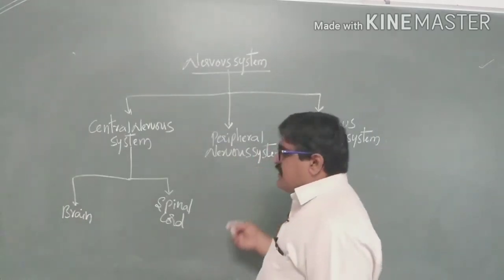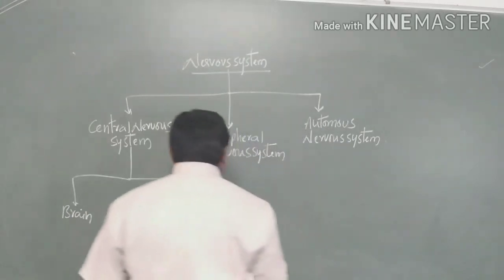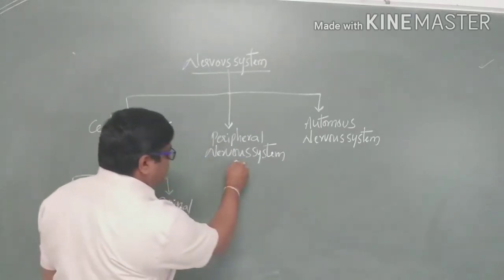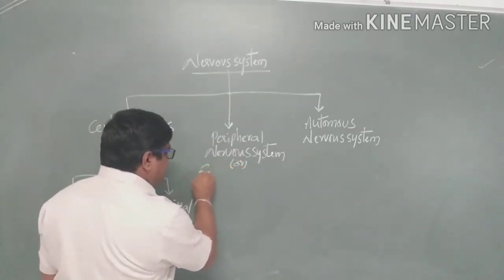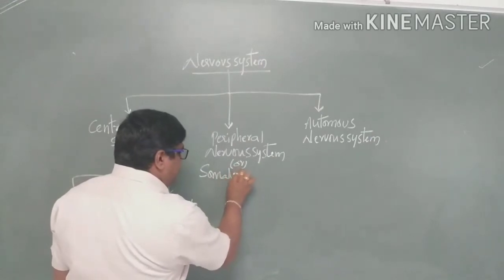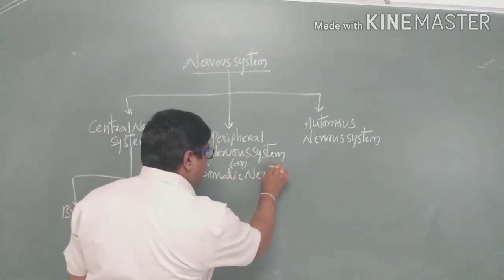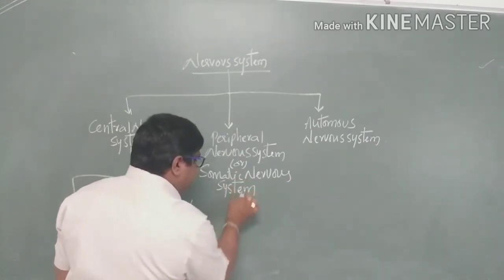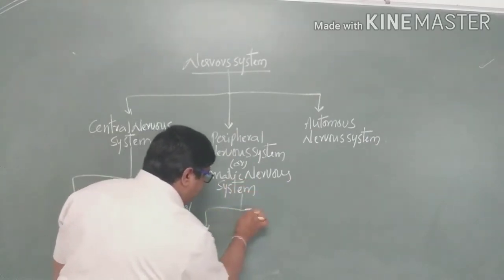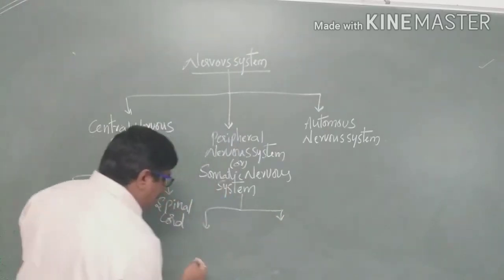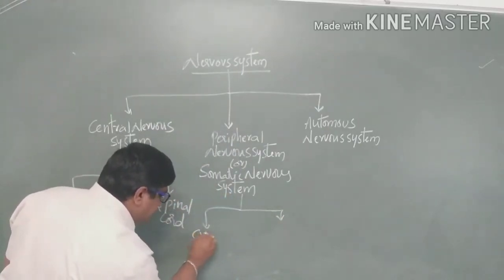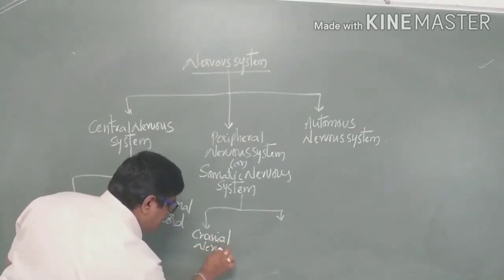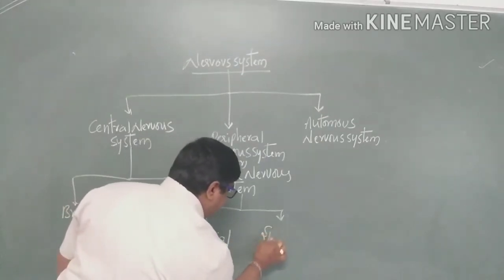Next, the peripheral nervous system. The peripheral nervous system is also called the somatic nervous system. It is divided into two types of nerves. They are called cranial nerves, and the second one is spinal nerves.